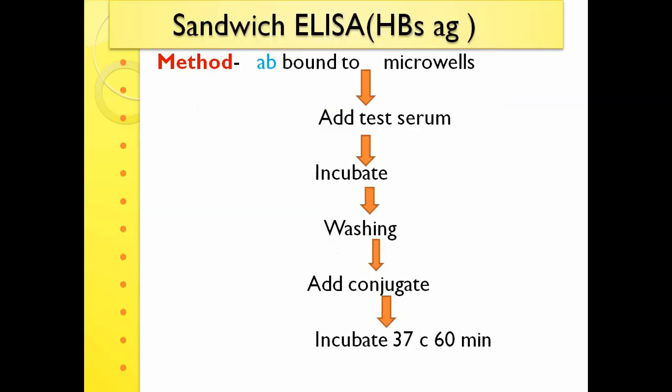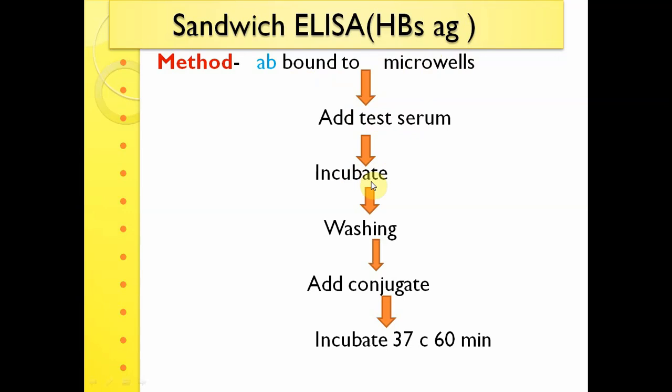Moving to the next, that is the sandwich ELISA. Here I have given an example of sandwich ELISA for detection of hepatitis B surface antigen. Hepatitis B surface antigen is the first marker to appear in the serum in case of hepatitis B virus infection. So to detect antigen, the microwells are to be coated with the antibodies. Now add the test serum.